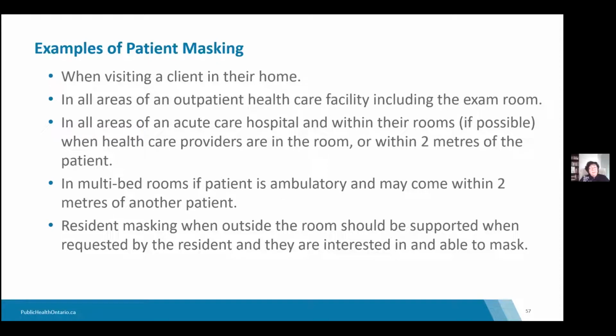And in long-term care or retirement home settings, resident masking may actually need more flexibility. It's not always tolerated, but resident masking when outside of the room should be supported when it's requested by the resident and they are interested in and able to wear a mask.